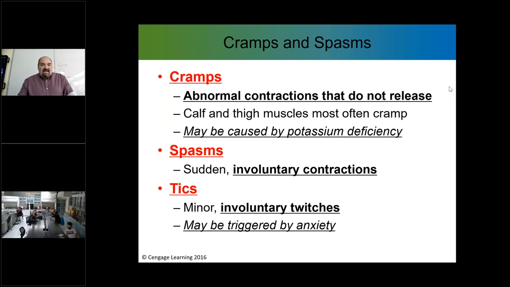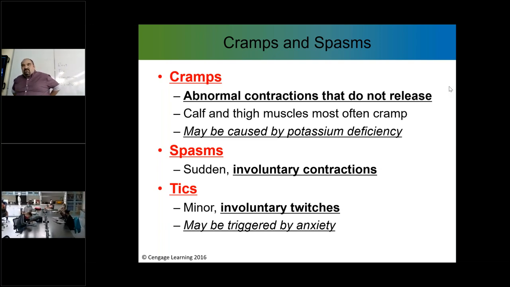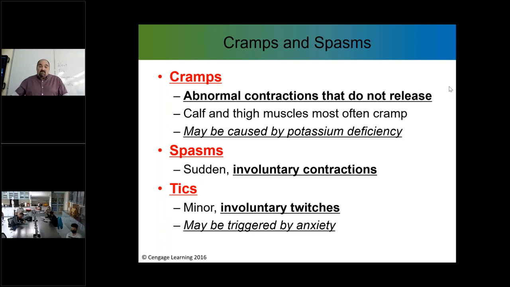A spasm can occur also. So if you've ever injured it, been involved in a car accident, maybe had a whiplash injury, the musculature of your neck and shoulders or your low back can get really severely damaged to the point where you have spasms, where you can just be walking along and all of a sudden, zing, and it contracts for a short period of time or for an extended period of time. It's not a good thing.